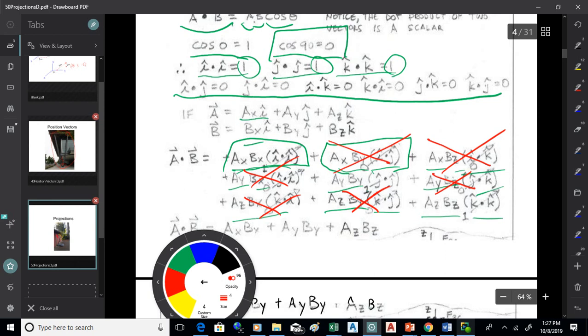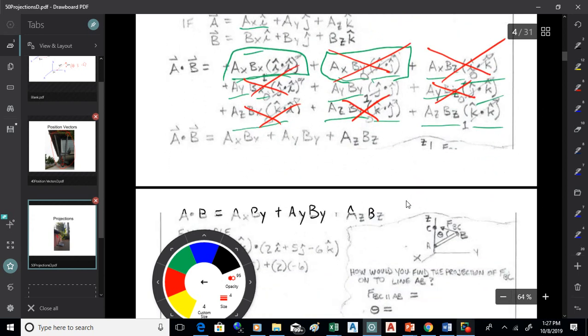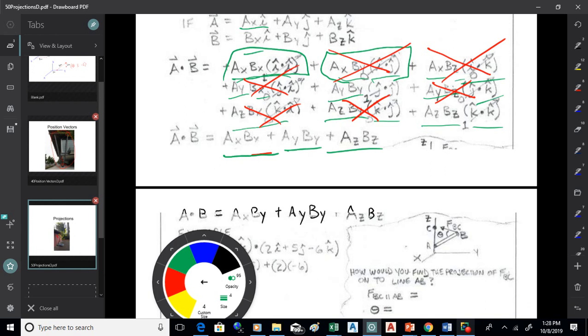So when I dot two vectors together, even though the beginning piece there is fairly complex, the end piece is pretty simple. If I dot A dot B, all I got to do is take AX BX, add it to AY BY, add that to AZ BZ. That's all I got to do for a dot product. That's how you do a dot.